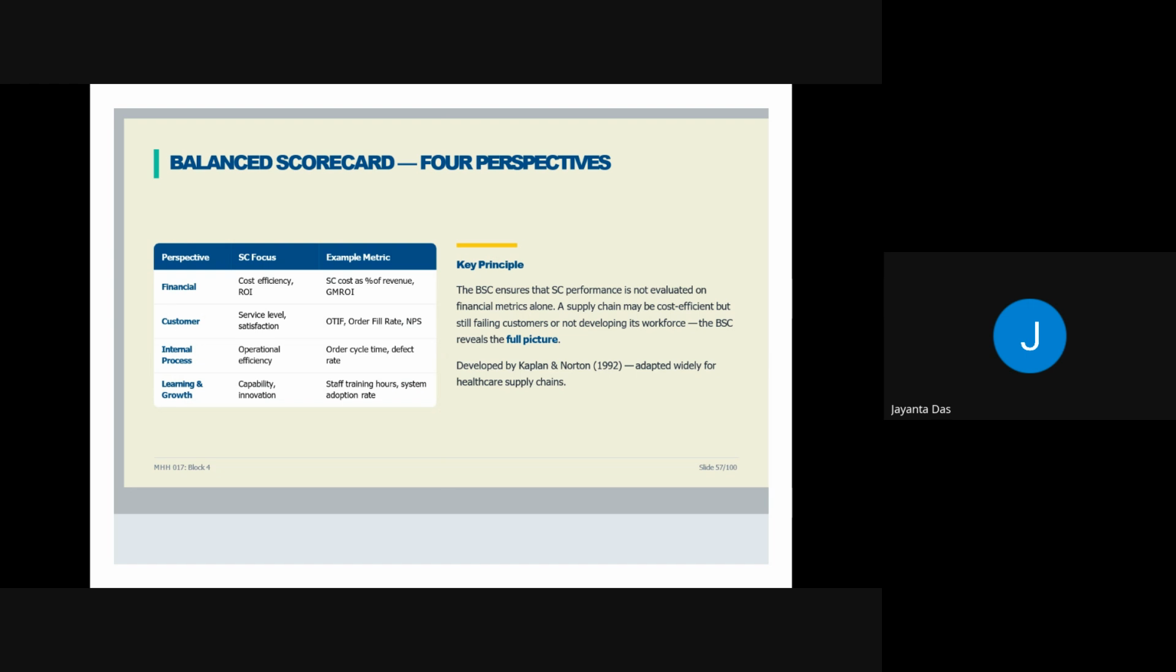So the key principle of this is to ensure that supply chain performance is not evaluated on financial metrics alone. A supply chain may be cost efficient but still failing customers or not developing its workforce. So BSC reveals a full picture, giving you the holistic view. It is not only based on financial matters; customer satisfaction, operational efficiency, and capability and innovations are also taken care of in this system.